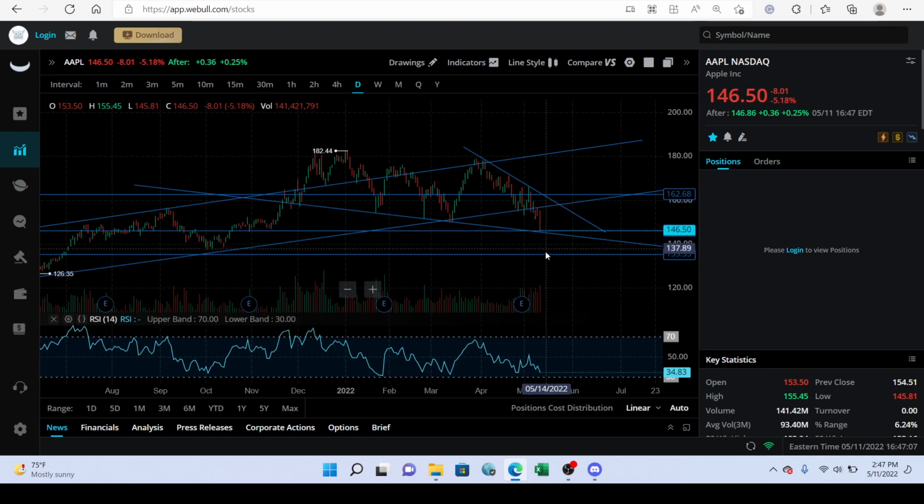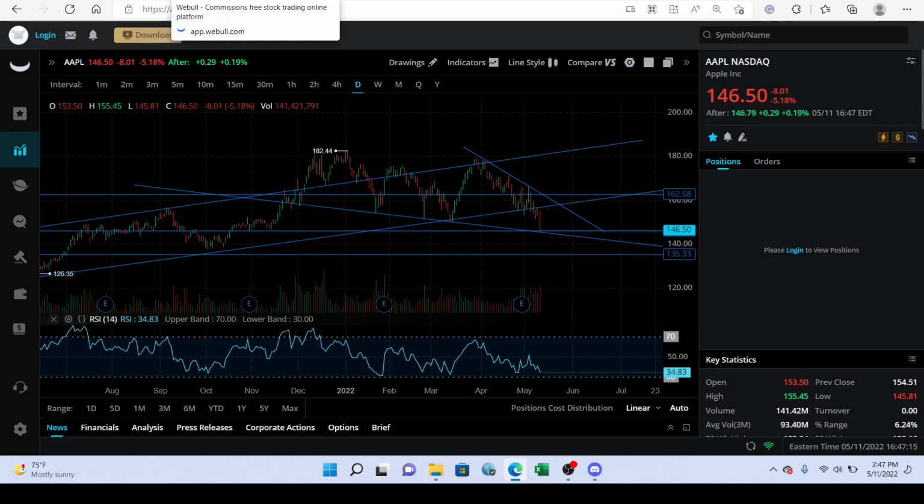If we fade below this, then that's going to be the capitulation that everybody is talking about, and we're going to see that 135 on Apple. And that's going to be nasty, and I want you to be prepared for that. So definitely look out for that. That could happen. It's very, very likely, just as likely as it is that we bounce right here. So we're at a very, very pivotal point.